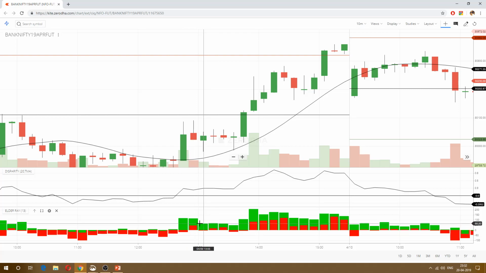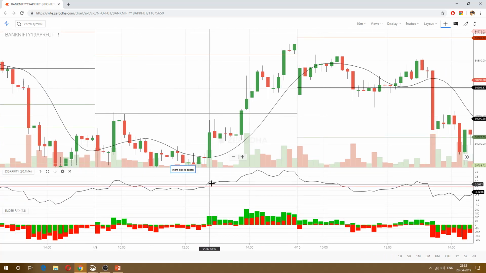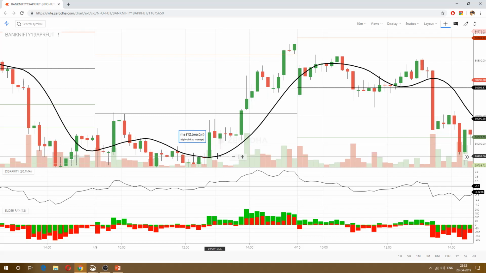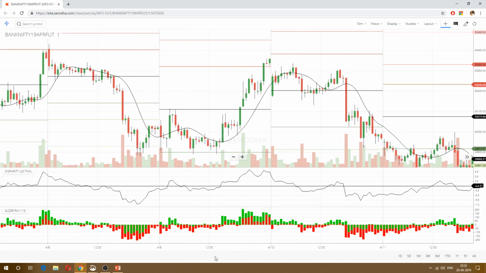So people with less experience should avoid elder ray. You can easily trade with disparity and this one, but for more experienced people who can understand what is happening, elder ray can give you a little bit of edge which disparity and this doesn't give. That's the extra hint of saying, yeah, this is a buy, yeah, this is a sell. So for beginners you can ignore elder ray.